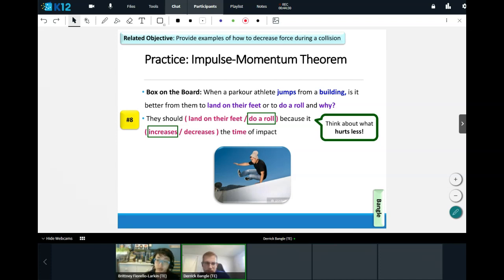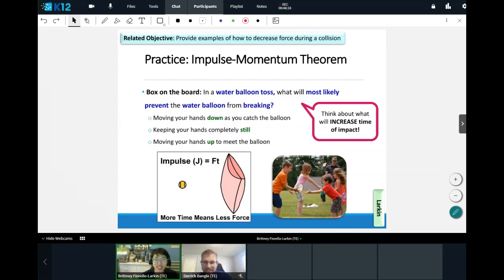All right, so let's go ahead and raise our hands for number 8. On the whiteboard, in a water balloon toss, what will most likely prevent the water balloon from breaking? Moving your hands down as you catch the balloon, keeping your hands completely still, or moving your hands up to meet the balloon. Go ahead and think about what's going to increase the time of impact, right? What's going to increase the length of the collision? Go ahead and box the correct answers up on the board.